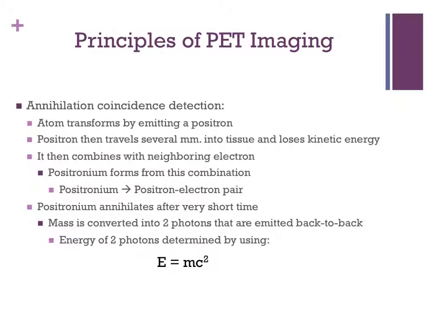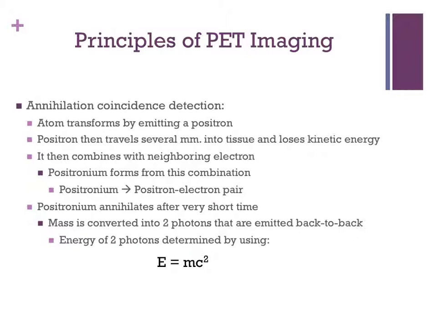So, in PET imaging, annihilation coincidence detections occur. In this kind of detection, the atom transforms by emitting a positron. The positron then travels several millimeters into the tissue and loses its kinetic energy, and it then combines with a neighboring electron. Then a positronium forms from this combination, and a positronium is a positron-electron pair. The positronium annihilates after a very short time, and it actually converts its mass into two photons that are emitted back to back, almost exactly in opposite directions.